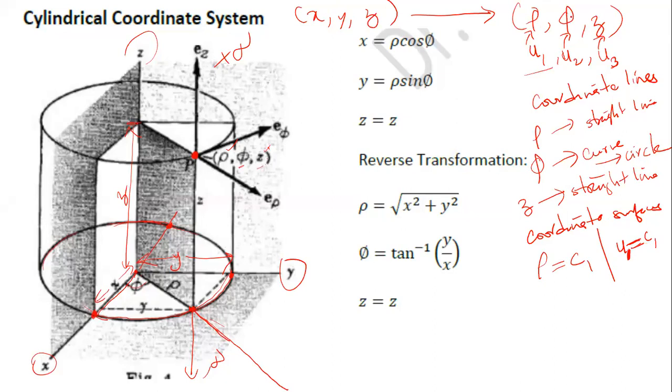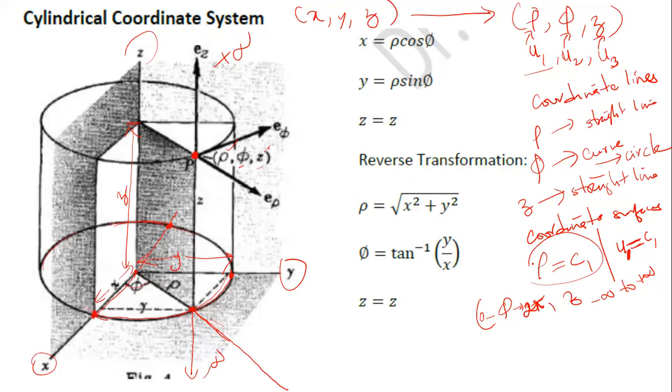Instead of U2, we are now having phi. Instead of U3, we are now having Z, right? So rho equal to C1. What kind of surface will we get if you fix the value of rho and vary phi between 0 to 2 pi, and vary Z between minus infinity to plus infinity? What kind of surface are we going to expect here?